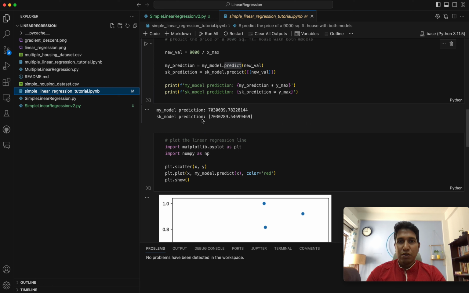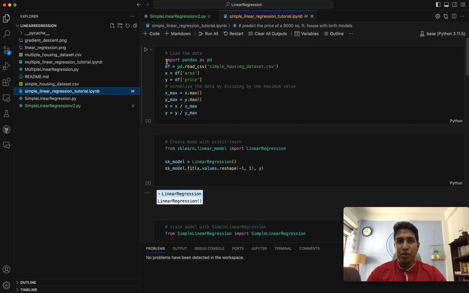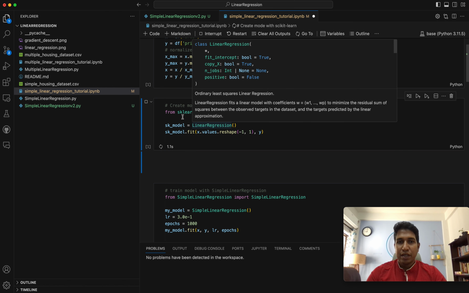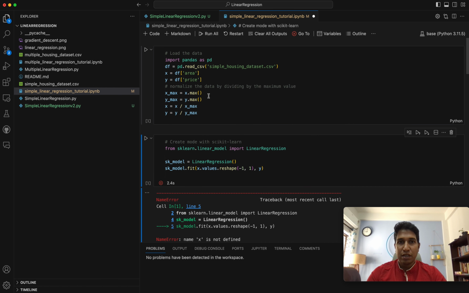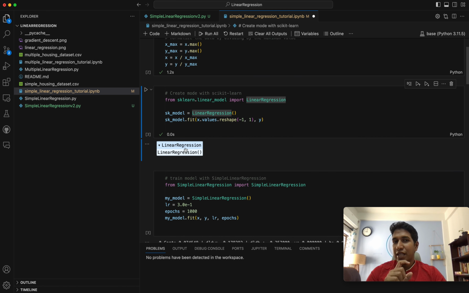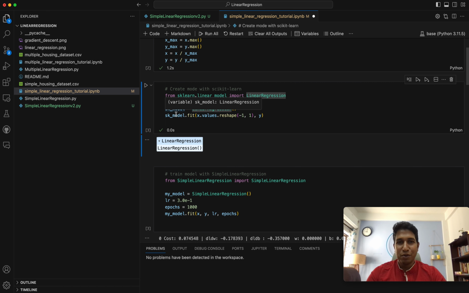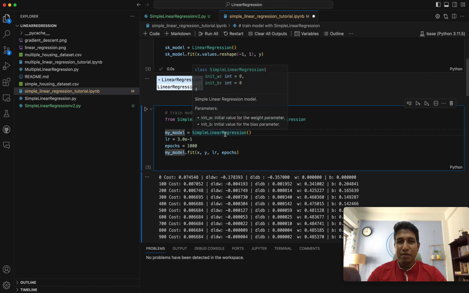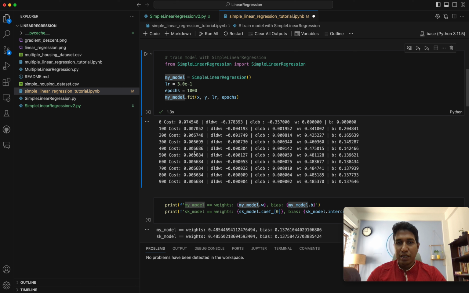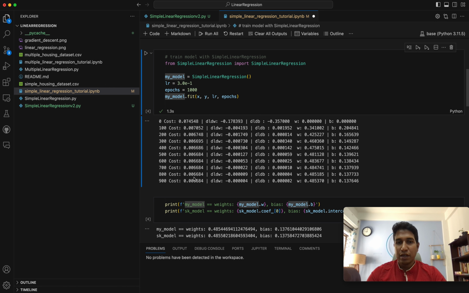Now we can see how this all works. We are using pandas to load our data set, which we recently saw. It has area and price, and let's try to train a scikit-learn linear regression. First we have to run this. So it created a linear regression model that we call sk_model because it's a scikit model. Now with our simple linear regression, we create our model. Here you can see it training. We gave 1000 iterations, so it's iterating and its cost is reducing, right?